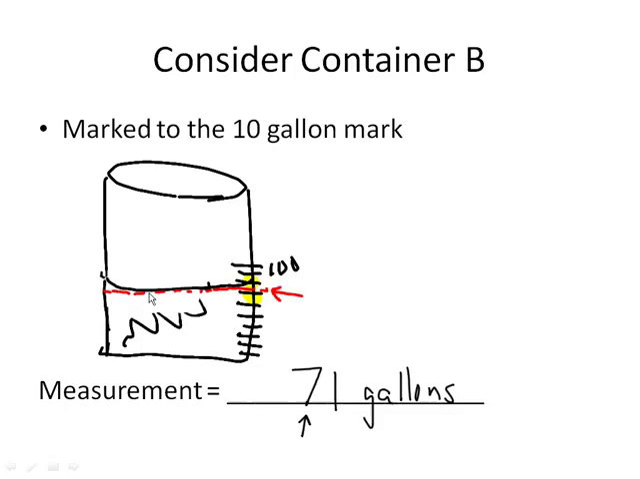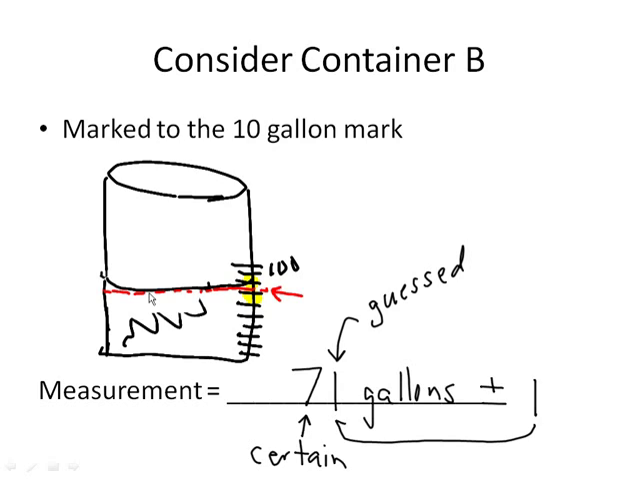And my uncertainty in my measurement in this scenario is plus or minus, what do you think? It's plus or minus 1 because I guessed in the 1's place. That's where my uncertainty is located. I was certain in the 10's place. So my uncertainty directly correlates to where I guessed, hence that plus or minus 1.